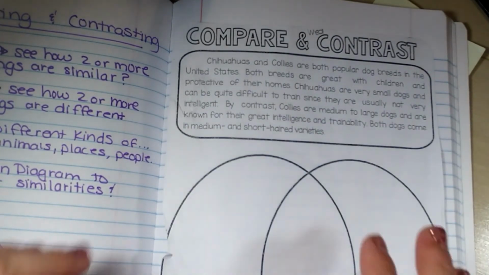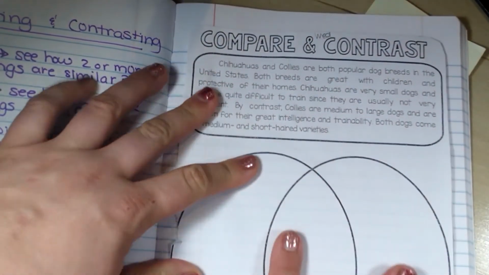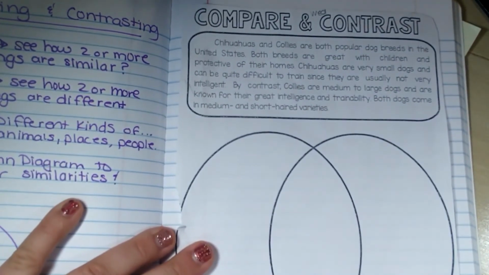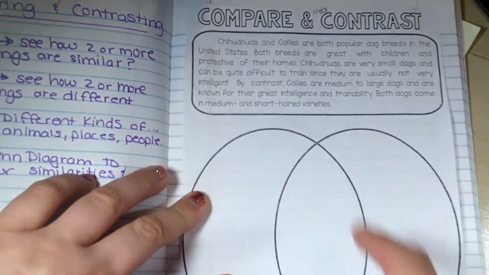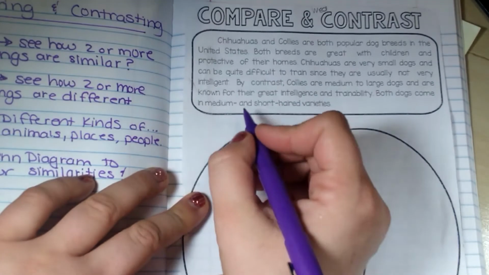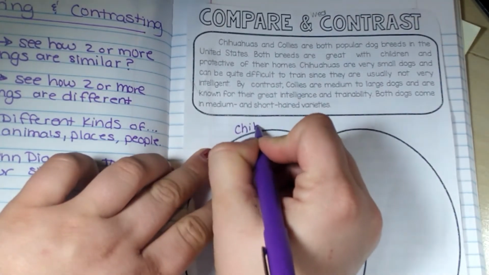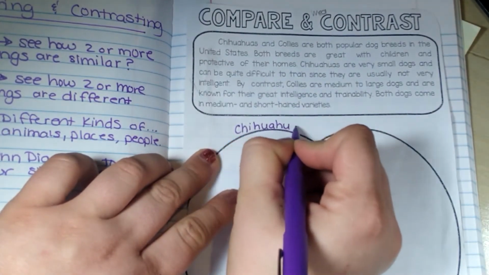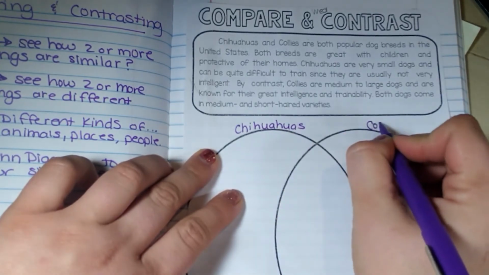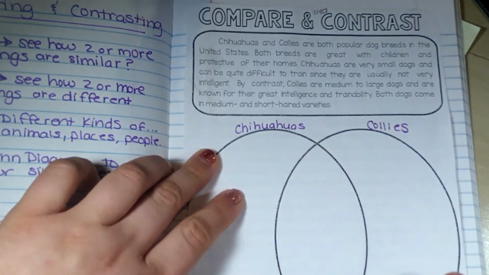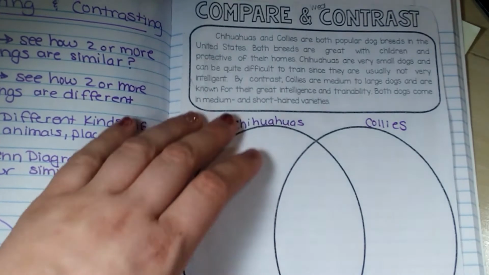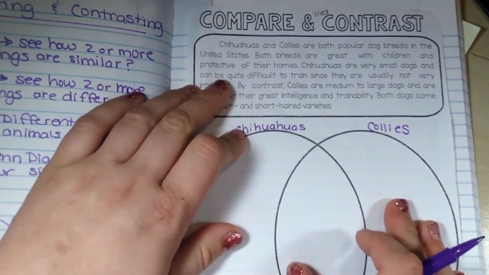So we are going to glue this into the next page, and we are going to read about Chihuahuas and Collies. And we are going to compare and contrast Chihuahuas and Collies, which are two different kinds of dogs. Okay? So I'm going to read it first to understand and then read it to compare and contrast.